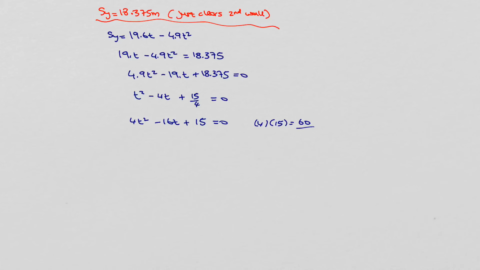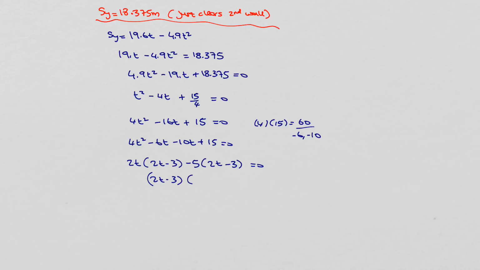And the factors of 60 that multiply to give me 60 are 6 and 10. And if I take minus 6 and minus 10, they'll multiply to give me plus 60 and add to give me minus 16. So when I put those back in, I can factorise, or as I said, you can use the minus b formula, nothing wrong with that. And I can factorise out 2t as being common, leaving me with 2t minus 3. And if I take out minus 5 as being common, I'm left with 2t minus 3. And then 2t minus 3 is also common, leaving me with 2t minus 5 is equal to 0.